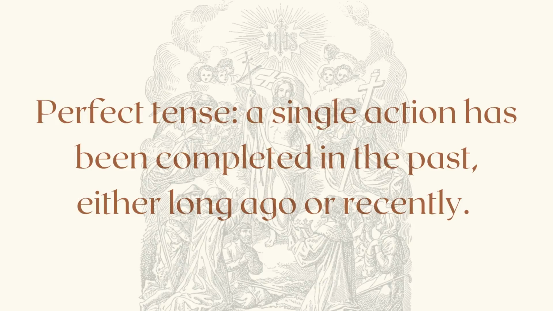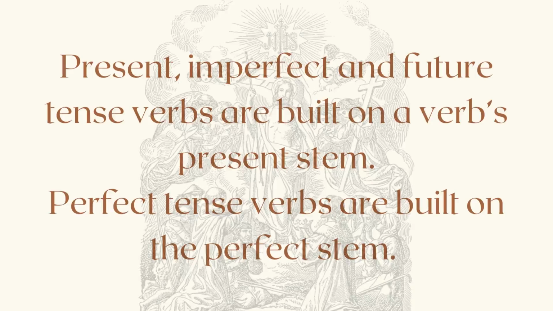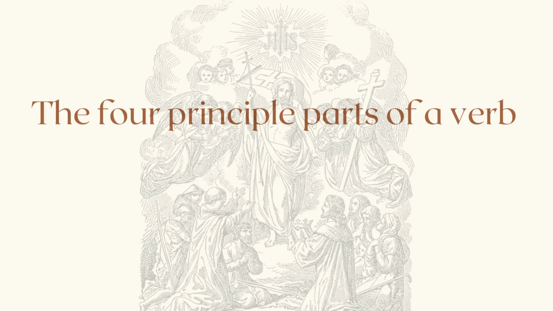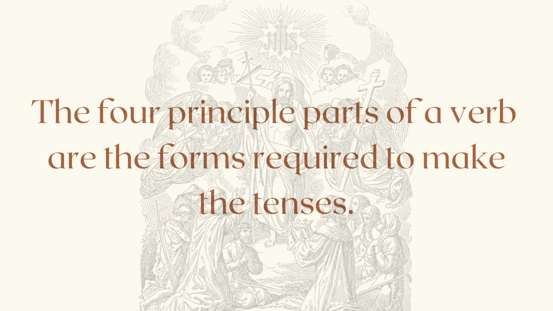In this lesson, we'll look at the perfect tense, which we use when a single action has been completed in the past, either long ago or recently. Whereas present, imperfect, and future tense verbs are built on a verb's present stem, perfect tense verbs are built on the perfect stem. The perfect stem is found among the four principal parts of a verb, and these are the forms required to make the different tenses. Most Latin dictionaries will show all four forms in a verb's listing.